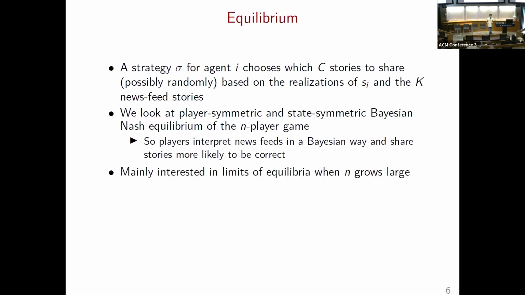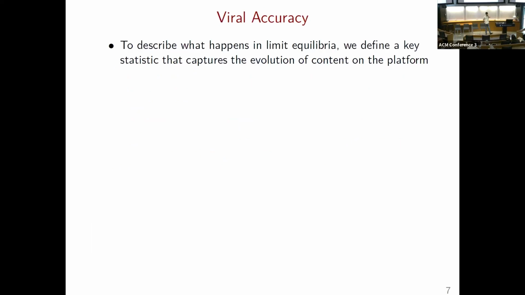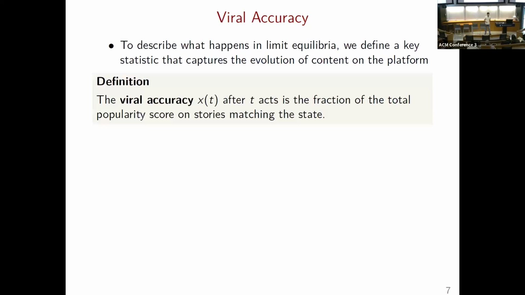And we're mainly interested in what happens as the platform grows large. So I'm going to define a strategy to be a limit equilibrium if it's the limit of sequences of equilibria for societies with n agents, or platforms with n agents, as n grows large. So to understand what's happening at some equilibrium, I'm going to want to understand the state of the platform. And it turns out the key statistic describing the state of the platform at a given time is what we call the viral accuracy.